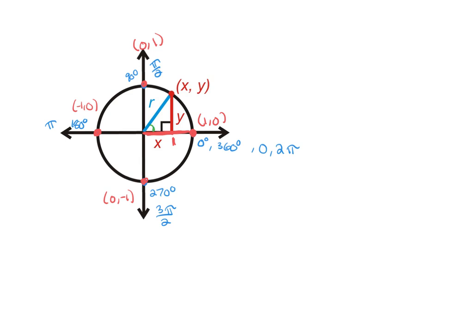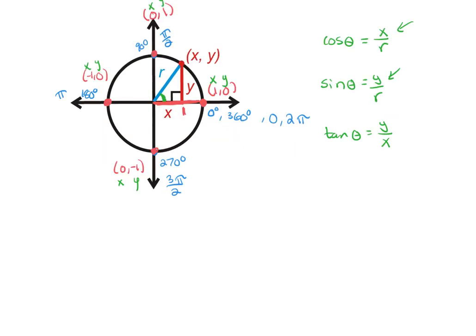And then a reminder of these trig ratios. So cosine of theta is x over r. Sine of theta is y over r. And then tangent of theta is y over x. So notice how cosine is coming from your x values, and then sine will correspond to the y values. So we've got cosine and sine.